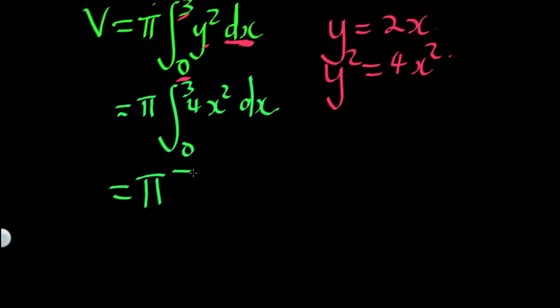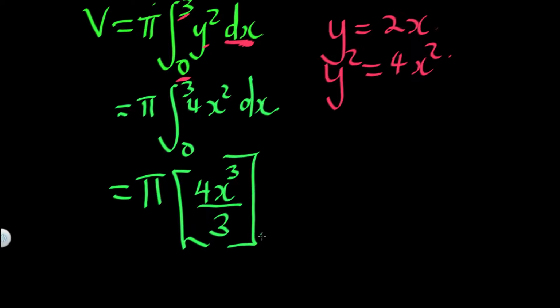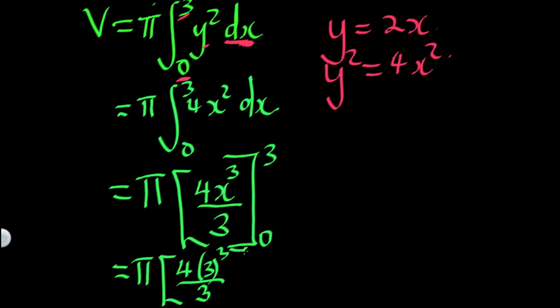Now we're going to do our integration. We have pi here, and if we integrate 4x squared, we get 4x cubed over 3, from 0 to 3. Now let us substitute. If we substitute 0, we get 0, so we're just substituting the 3 only. So our final answer is pi times 4 times 3 cubed over 3, minus 0, obviously.